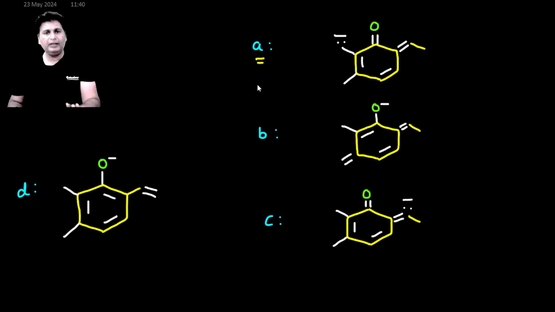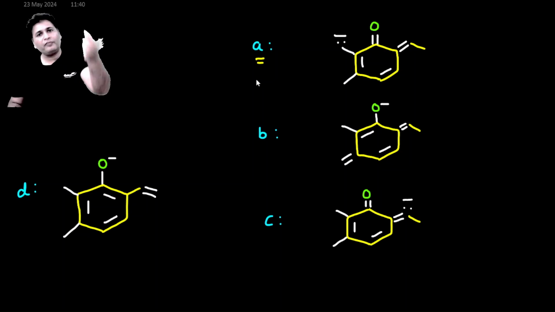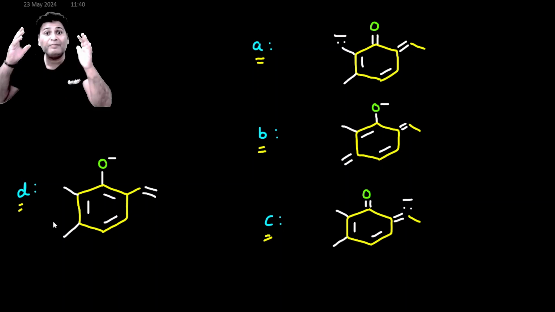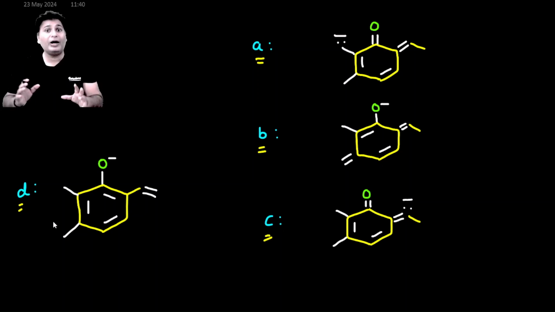I have written all the stablest resonating structures of all the 4 carbanions we got in the process A, B, C and D. And this is what you are going to compare. From the 4 carbanions, you have to compare their stablest structures, and from there you have to put a hierarchy, which is the most stable carbanion, that will give the H most easily. That will be most acidic in nature in that way.